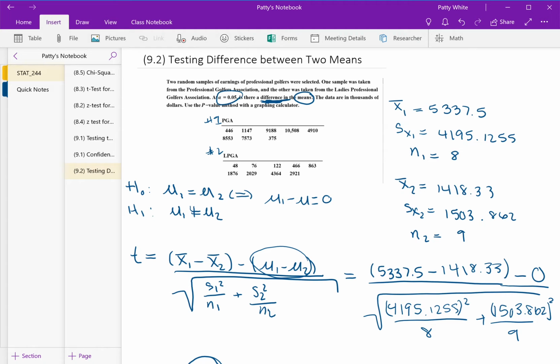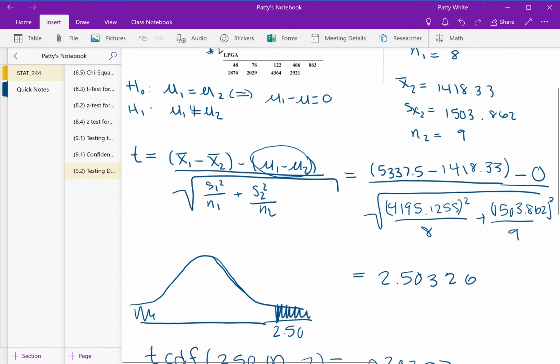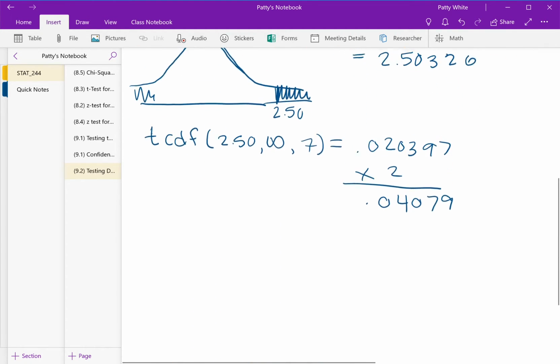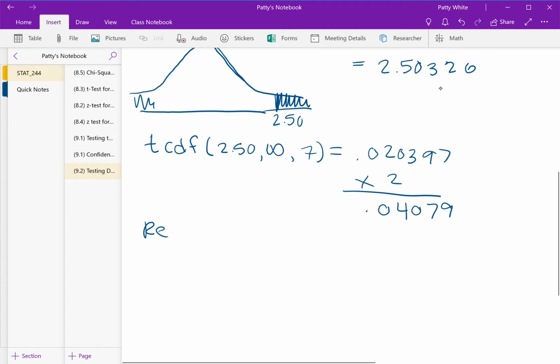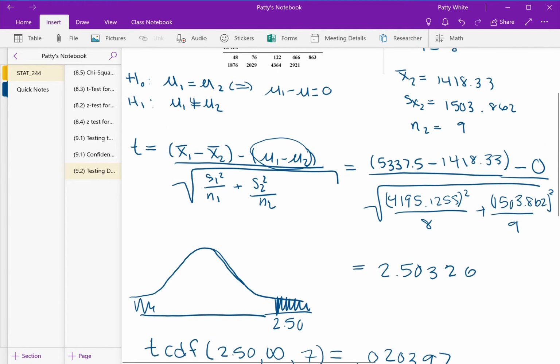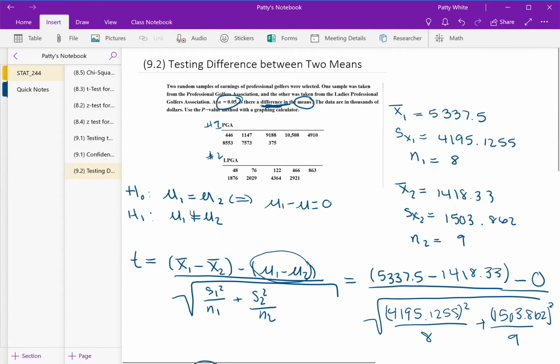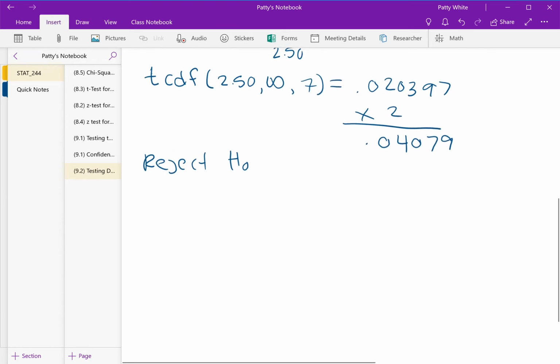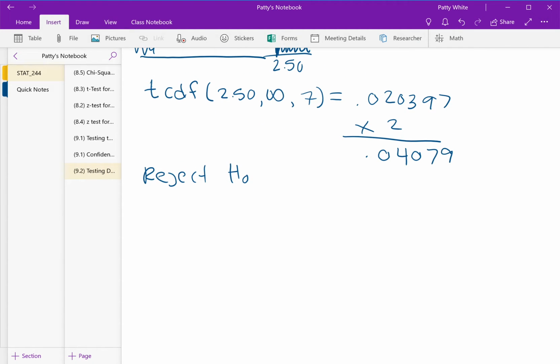Our alpha was given to us as 0.05. So since my p-value is smaller, we're going to reject H0. We're going to reject the null, which means we have evidence to support the alternative. We have evidence to support the means of the earnings are not the same. Okay. So we can write our summary.